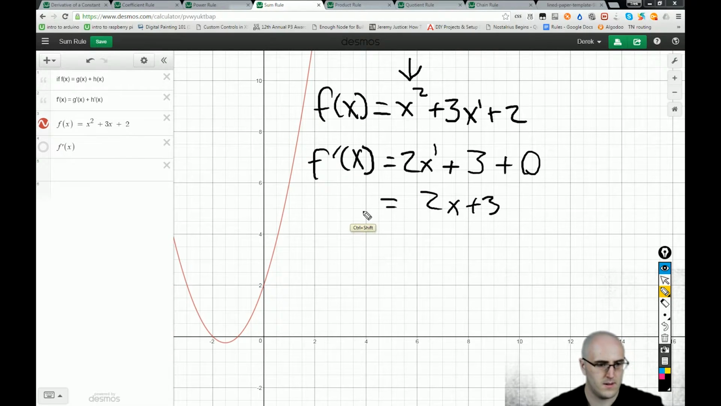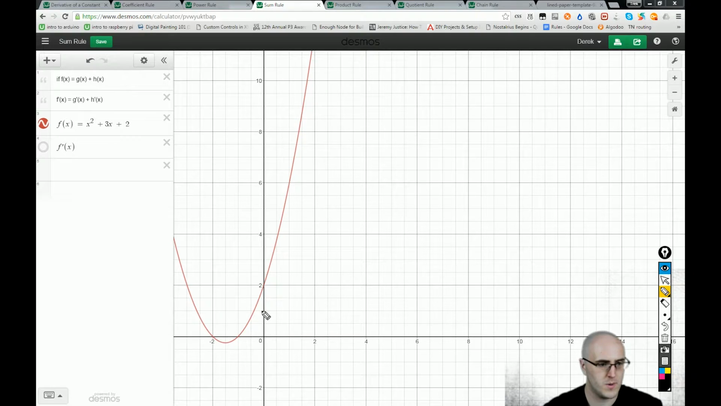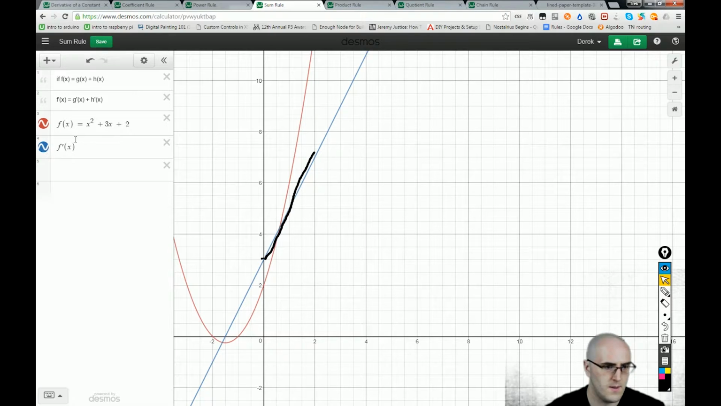Okay. Good job, everyone. 2x plus 3 should go right through here and should end up going to here, something like that. Let's turn it on. Yep, simple enough. 2x plus 3, we got it right.